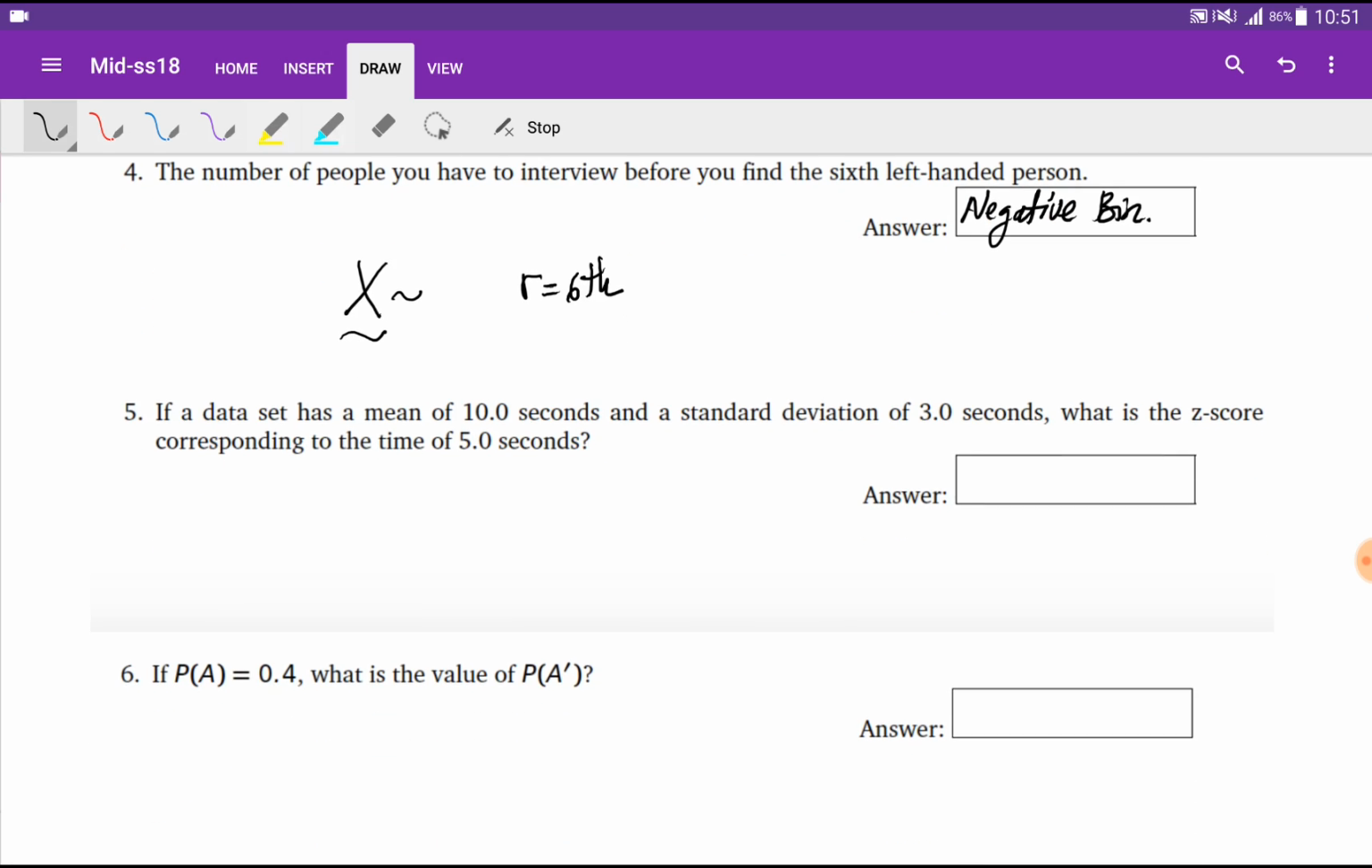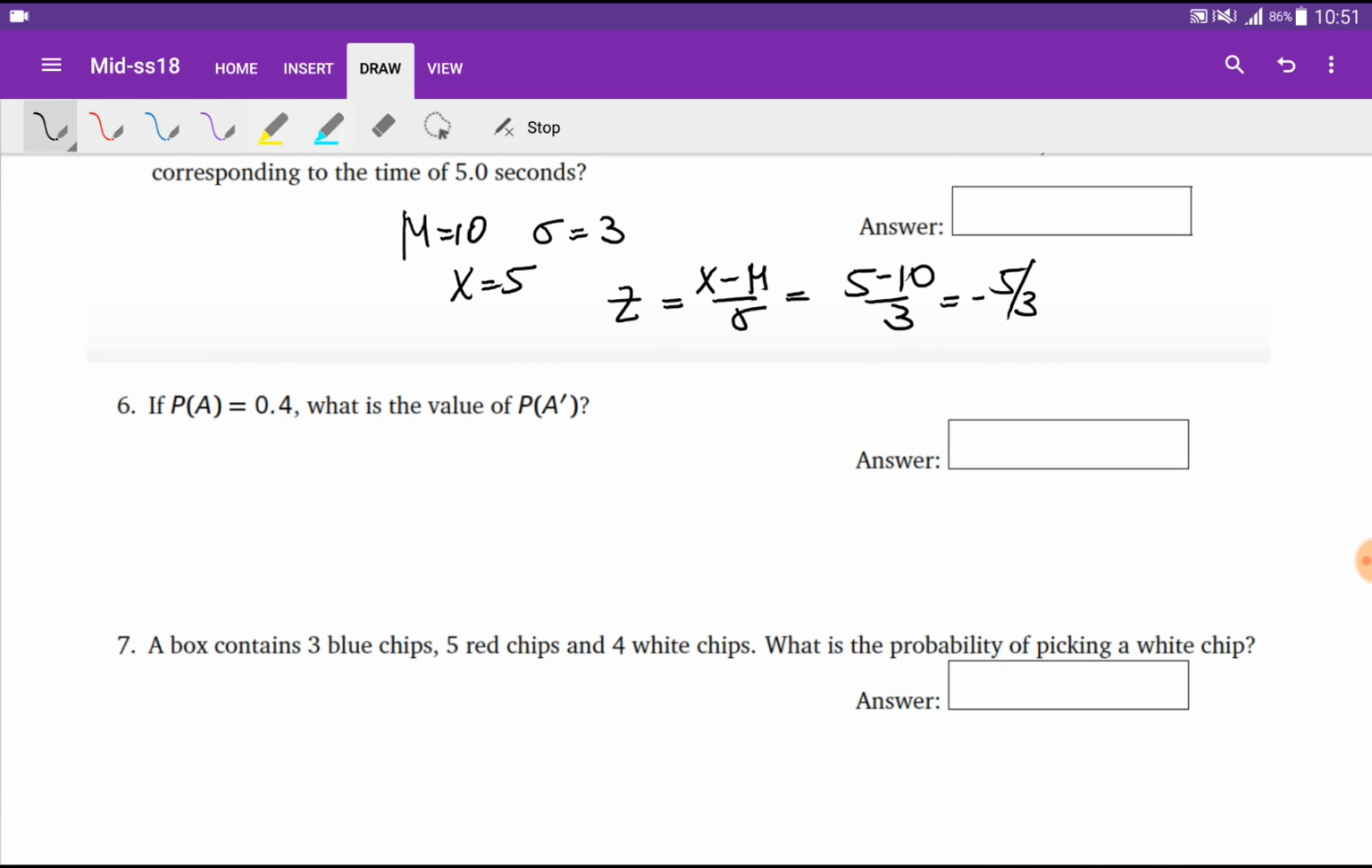Question number 5: we're given a random variable with the normal distribution, with mean 10 and standard deviation 3. We need to calculate the standard score for x equal to 5. So in order to calculate this, we need to use the formula: Z is equal to x minus mu divided by sigma, which is 5 minus 10 divided by 3, which will be minus 5 over 3. And in question number 6, we're given the probability of A, and the probability of the complement of this event is equal to 1 minus the probability of A, which will be equal to 1 minus 0.4, or simply 0.6.